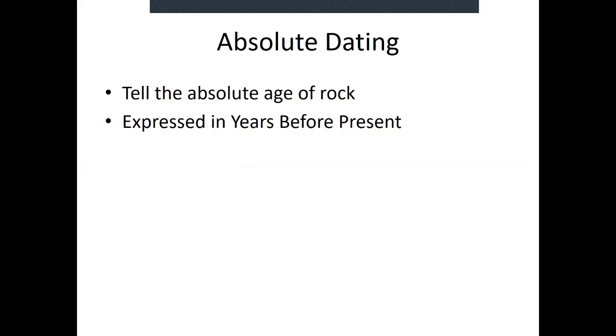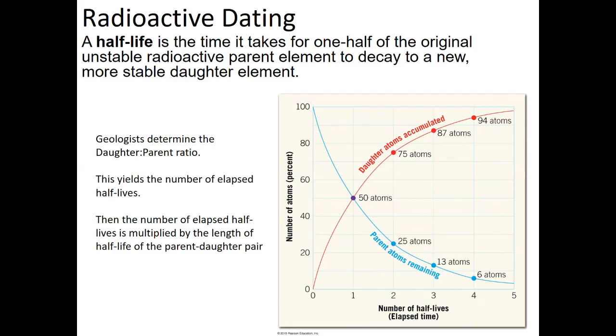That brings us to absolute dating. So absolute dating is how we determine the absolute age of rock. We determine it in years before present. And how we determine the absolute age of rock is using what's called radioactive dating.